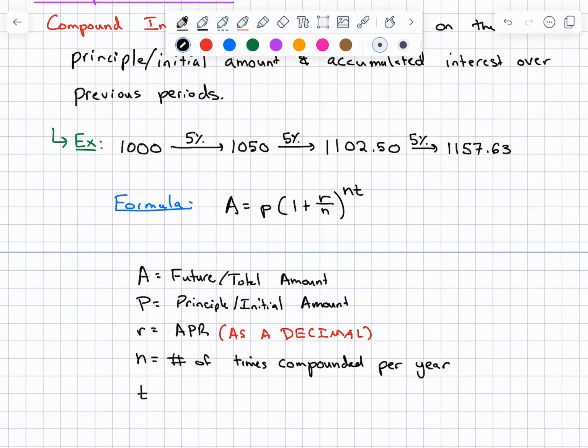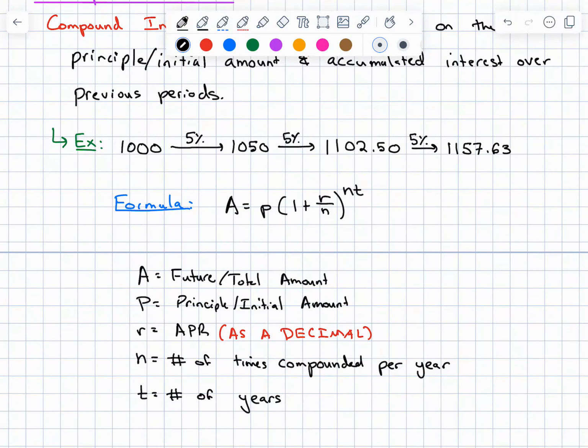And then T is the number of years. So A is equal to P times the quantity 1 plus R divided by N, raised to the NT.